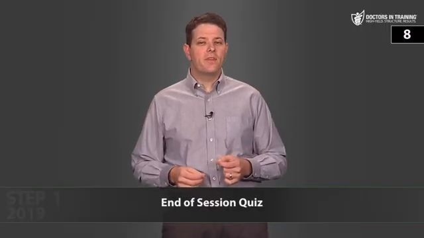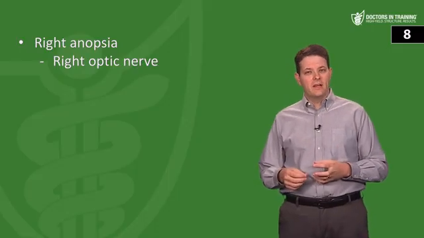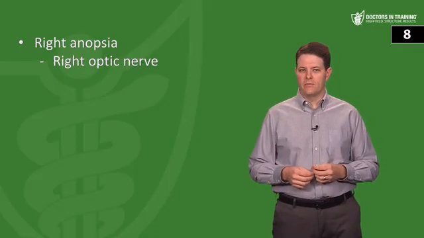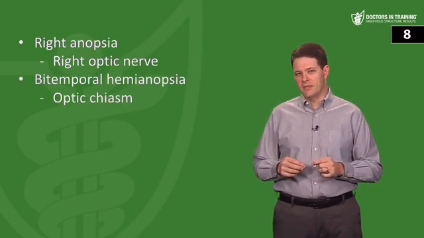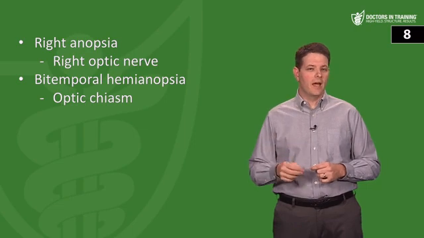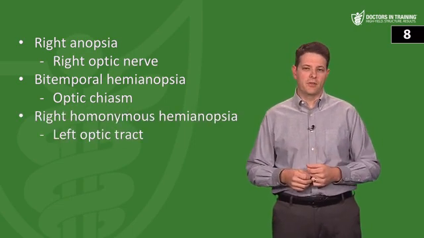Next, where is the pathology located in each of the following scenarios? So right anopsia is a lesion in the right optic nerve. Then the next bullet had a little typo. It should say bitemporal hemianopsia, and that's a lesion of the optic chiasm. And then right homonymous hemianopsia is the left optic tract.